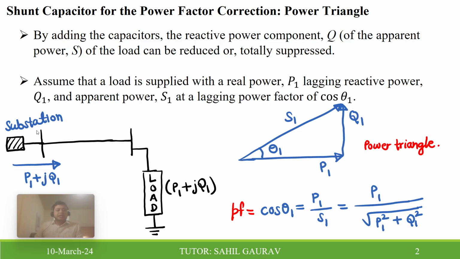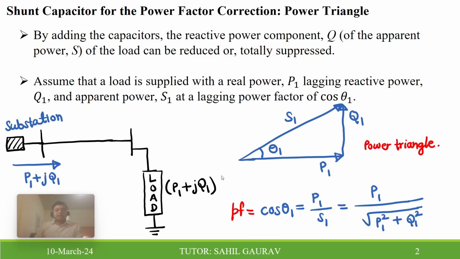Here we have a substation and the load is connected at one of the nodes. By adding capacitors, the reactive power component Q of the apparent power S of the load can be reduced or totally suppressed. Here we have assumed a load supplied with real power P1, lagging reactive power Q1, and apparent power S1 at a lagging power factor of cos theta 1.